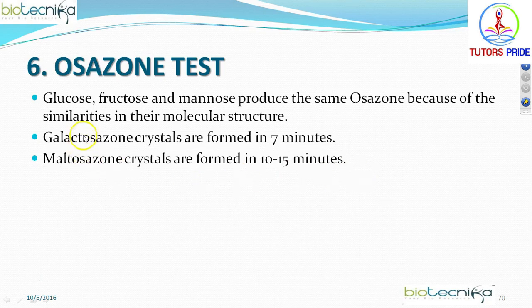Okay, so as you can see, glucose, fructose and mannose produce the same Osazone because of the similarities in their molecular structure. So glucose, fructose and mannose will form the same crystal structure. Galactosazone crystals are formed in 7 minutes. Maltosazone crystals are formed in 10 to 15 minutes. If you take galactose, you will get the crystals within 7 minutes, and if you take maltose solution and perform the experiment, you will get crystals in 10 to 15 minutes.